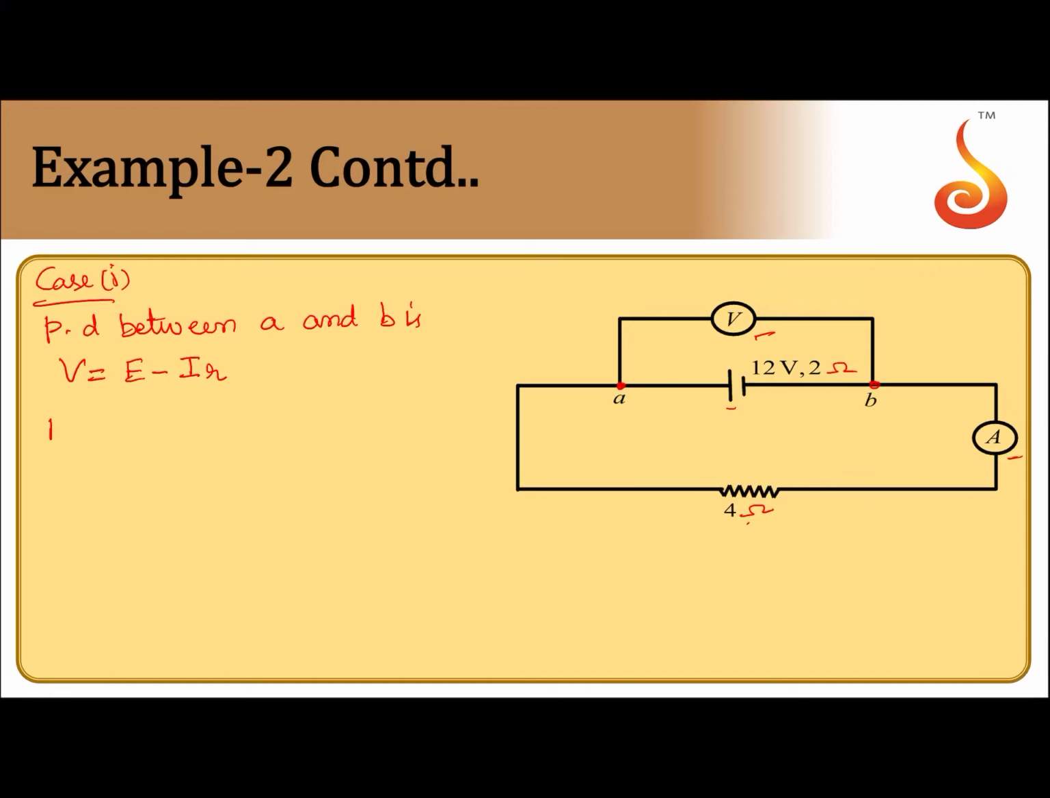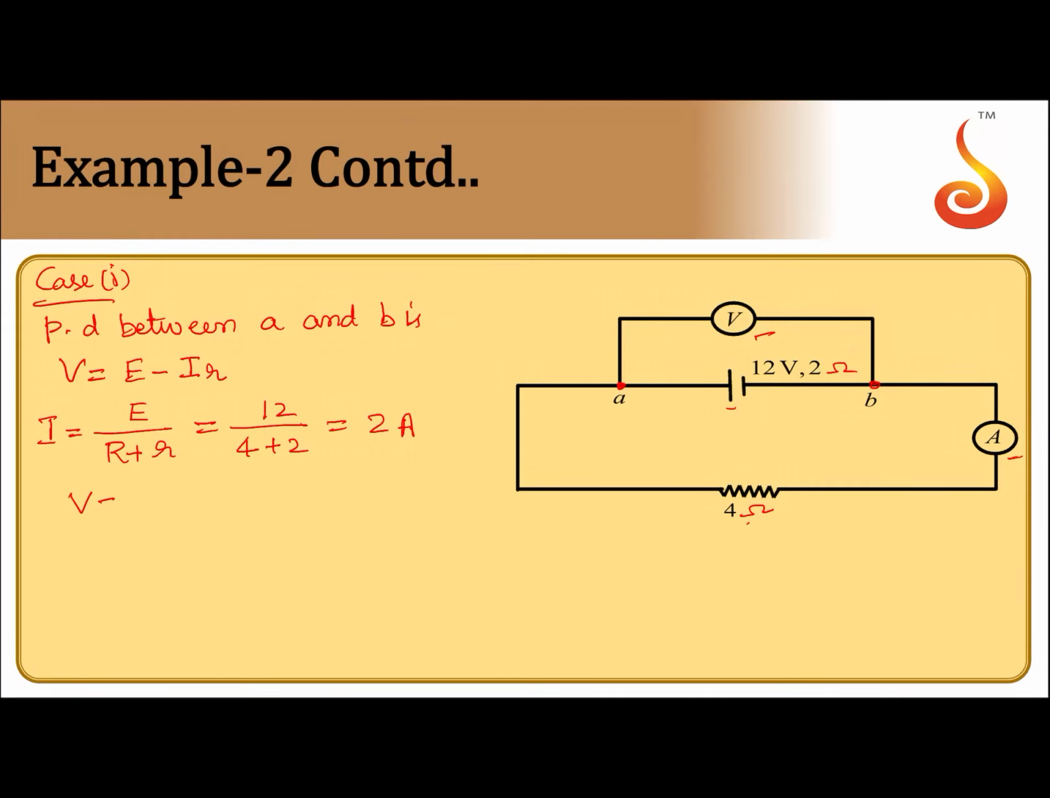So I is what? EMF divided by total resistance. So first calculate I. E is 12 divided by 4 plus 2. 4 plus 2 is 6. So this will be 2 ampere. 12 by 6 is 2 ampere is the current.